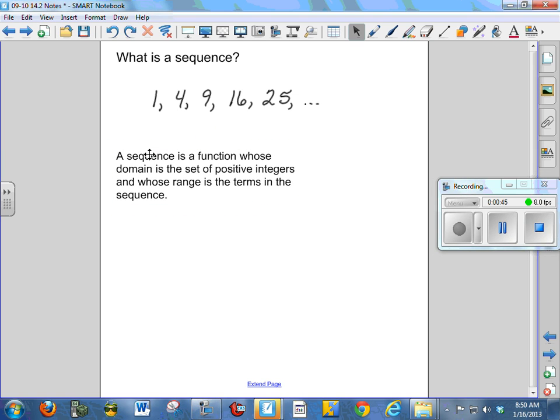Our definition is that a sequence is a function whose domain is the set of positive integers and whose range is the term in the sequence. So for example, if we were to say n is the term number, and we are going to call a sub n the term. So in other words, we have a little subscript that says a sub 1, a sub 2, a sub 3, a sub 4, etc., naming the position of the terms in the sequence.